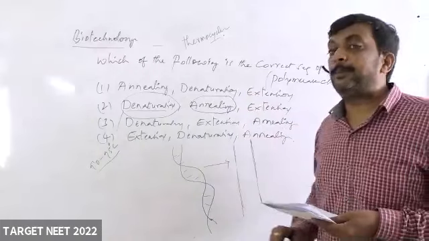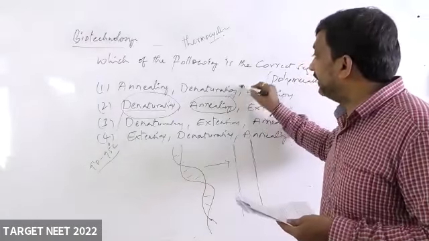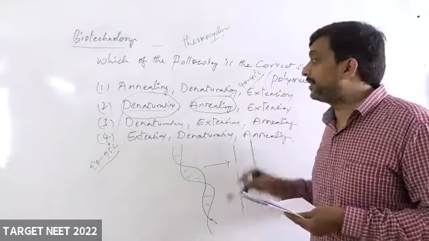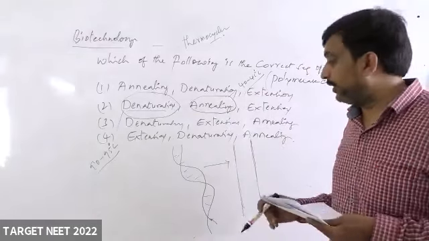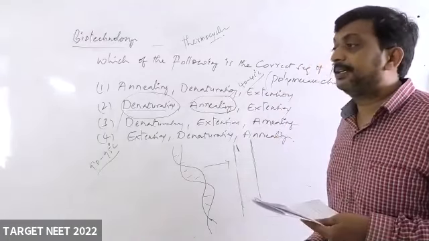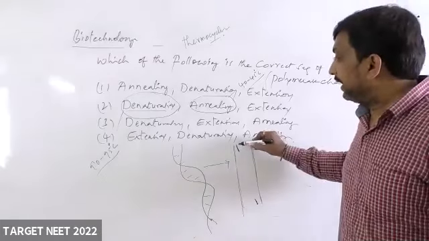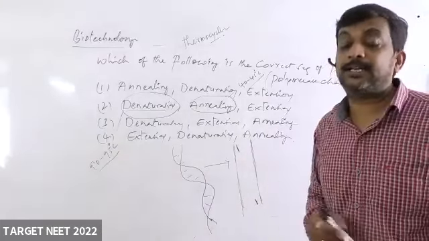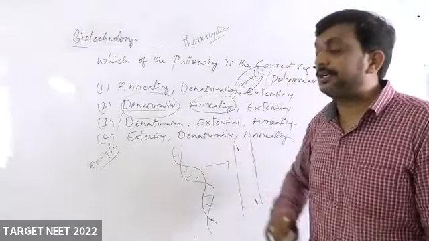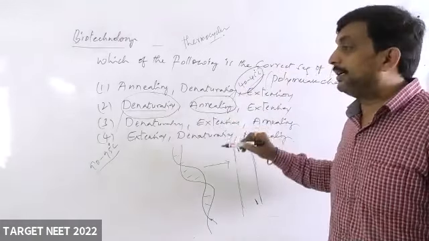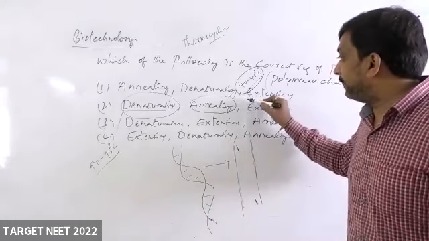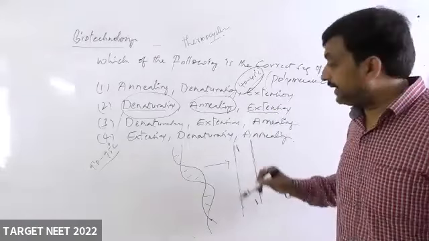The annealing temperature is generally 40 to 45 degrees centigrade. At this annealing temperature, the primers join. One is called the forward primer, the other the reverse primer. What is the annealing temperature? 40 to 45. What is the denaturation temperature? 90 to 95. Once the primers are involved in this process, the next step is called extension, the extension of the primer.